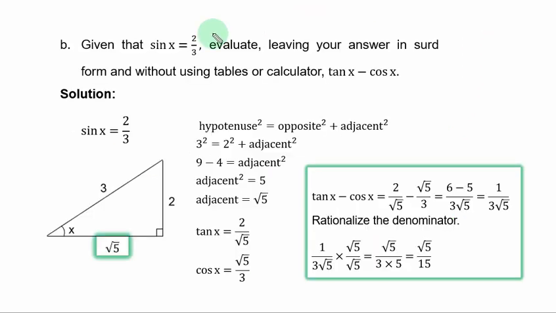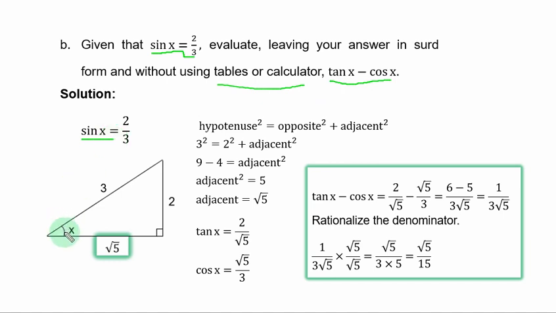Question 1B. Given that sin S is equal to 2/3, evaluate, leaving your answer in surd form and without using tables or calculator, tan S minus cos S. To get tan S and cos S, the adjacent is needed. But from sine, we have opposite over hypotenuse. To get the adjacent, you need to draw a right angle triangle using the information about sine.